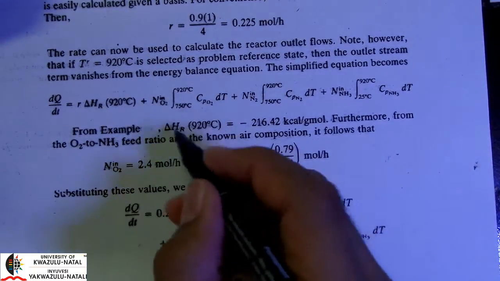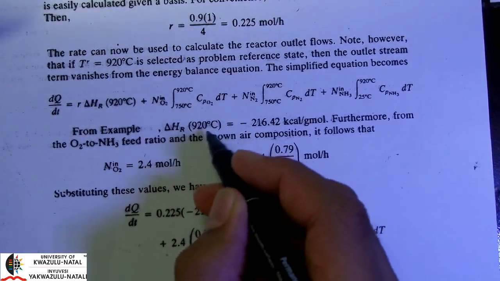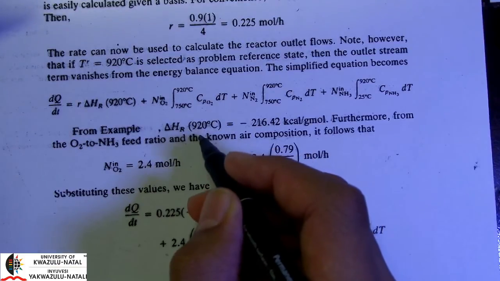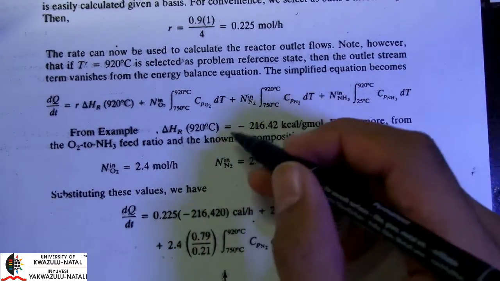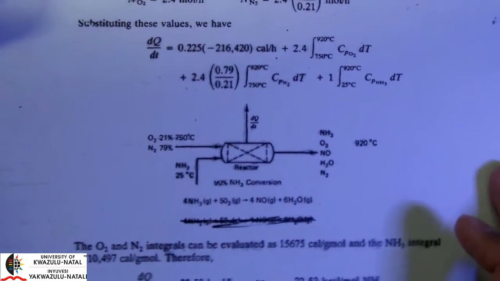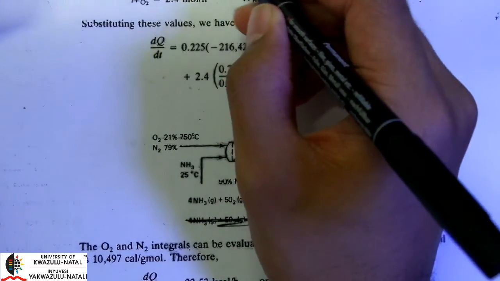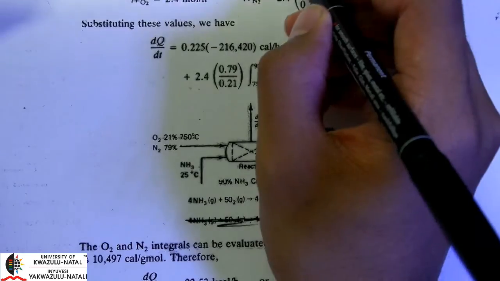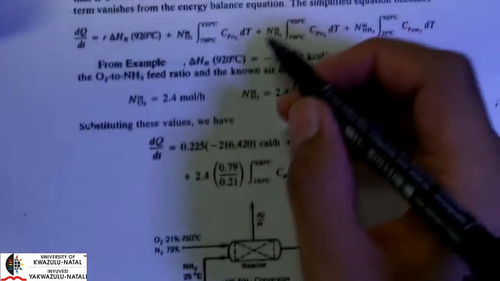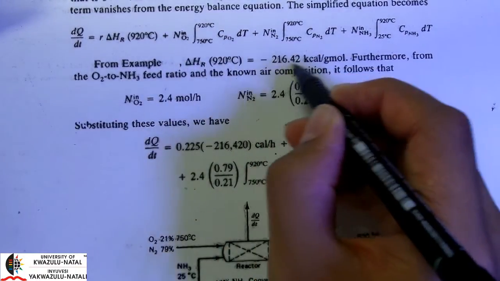If we don't have this value, then there is a way to calculate it. My delta HR at 920 is equal to my delta HR at 25 degrees plus my integration from 25 to 920. And we can obtain our delta HR at 25 degrees using the heats of formation, of course, and we can integrate for each component. So that's how our delta HR was obtained. We're just going to take the value here and use it.